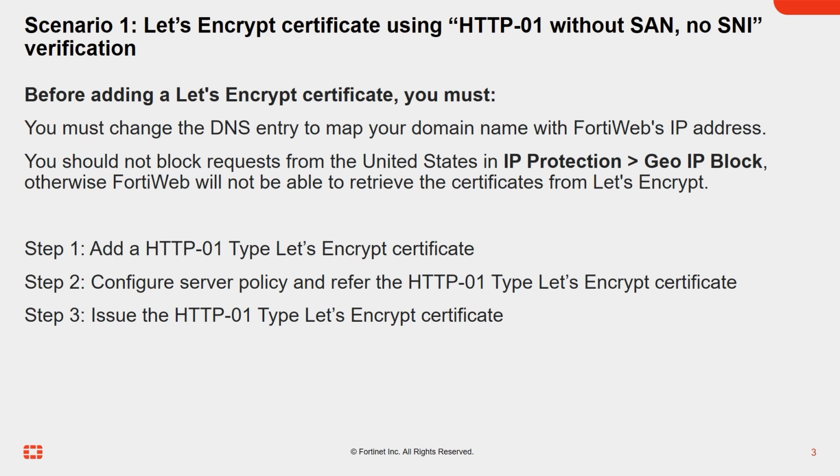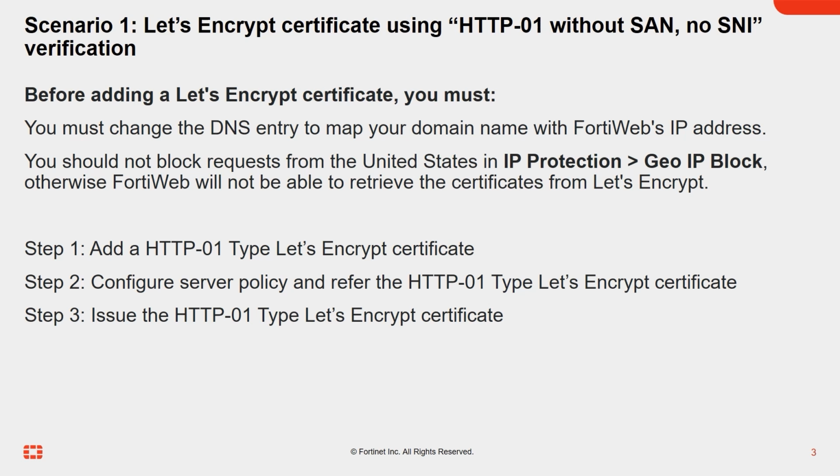Before adding a Let's Encrypt certificate, please notice that you must change the DNS entry to map your domain name with FortiWeb's IP address. Since the verification source is United States, make sure you do not have a rule on FortiWeb blocking access from the US. After you choose the HTTP 01 type, Let's Encrypt will send an HTTP request to FortiWeb for validation. When deployed in reverse proxy mode, you must add the HTTP service and use port 80 in the FortiWeb server policy. When deployed in true transparent proxy mode, the backend server must have port 80 enabled.